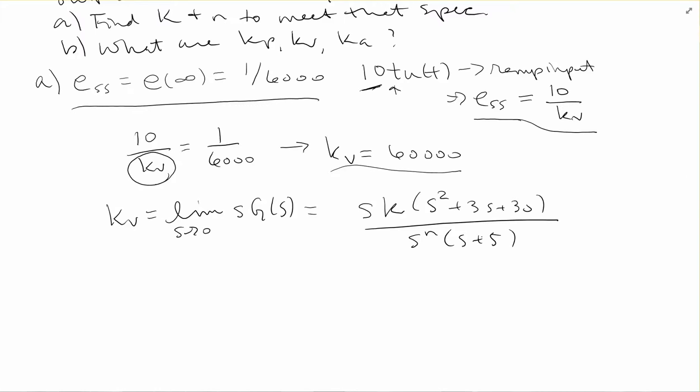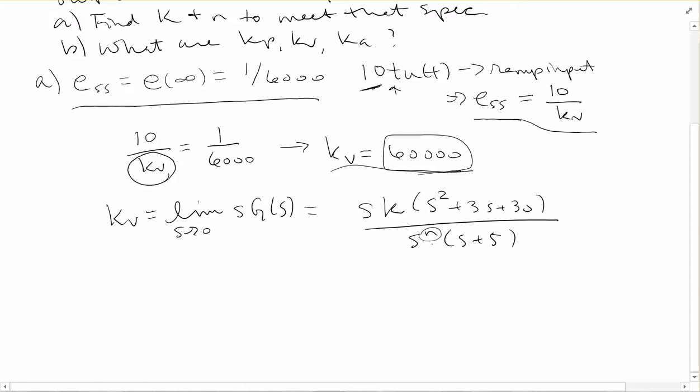So now we've got that. Now the only way that we can make this Kv be this finite number here, this 60,000, is to have n be equal to 1. Okay? Because if n was equal to 0, then this numerator would go to 0 because this s would not be canceled out. Okay? So we don't want that. That wouldn't make any sense.